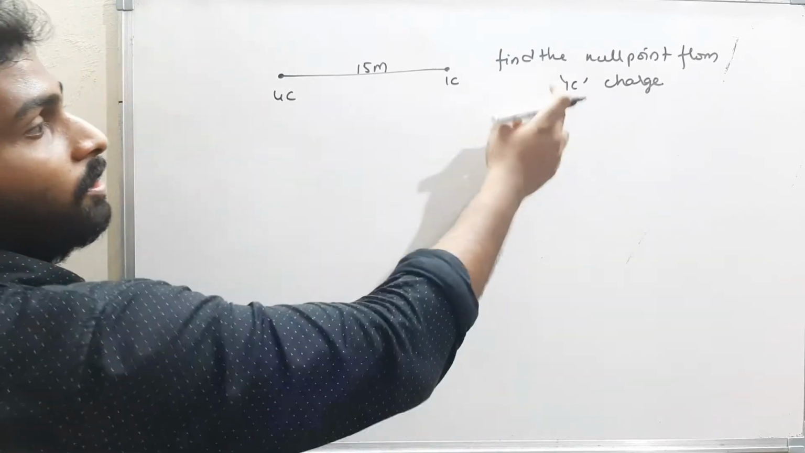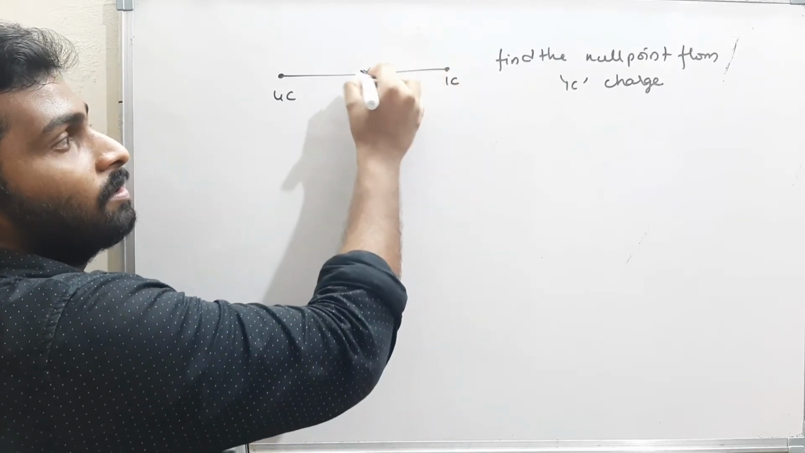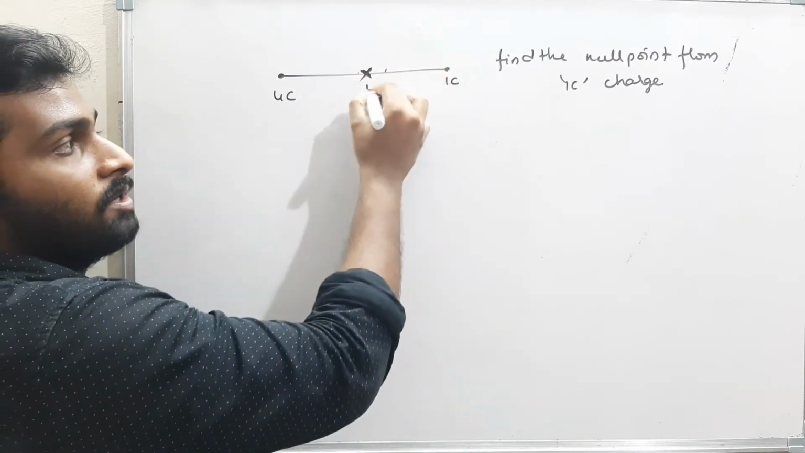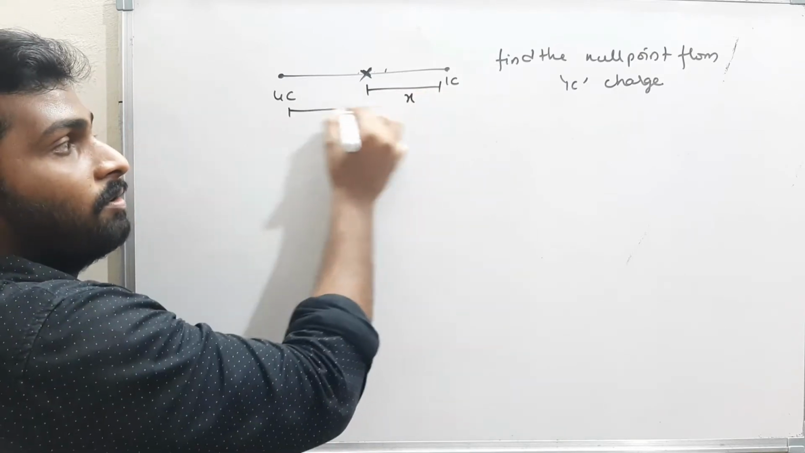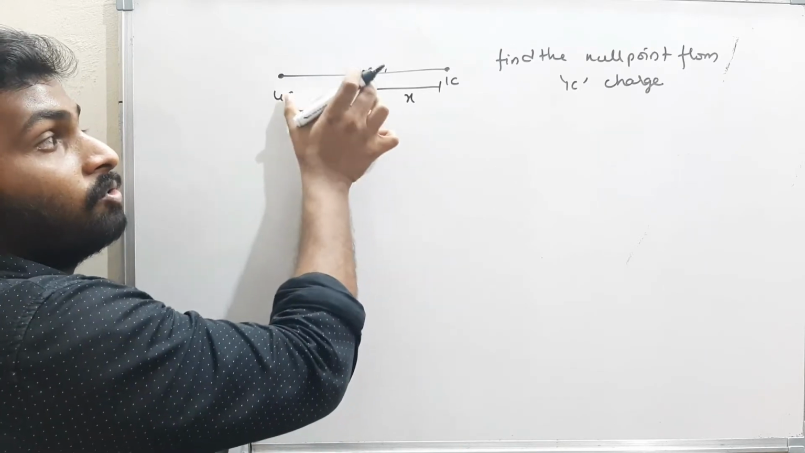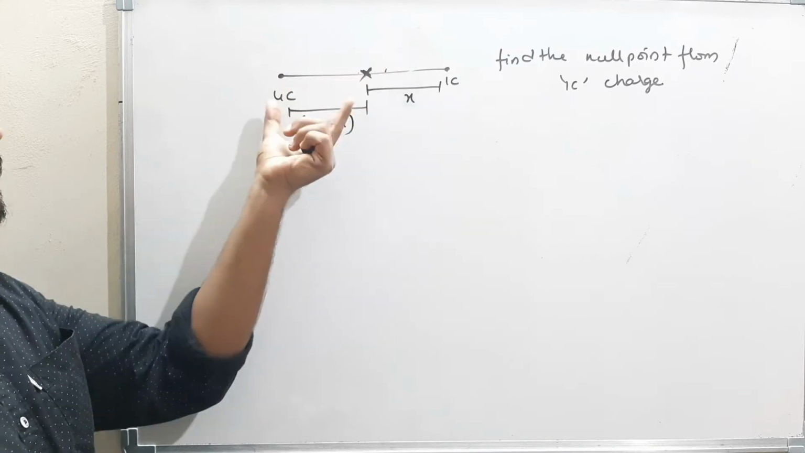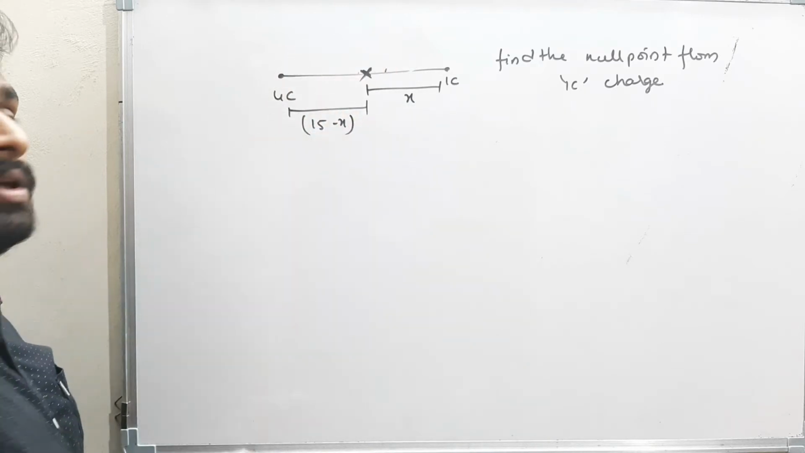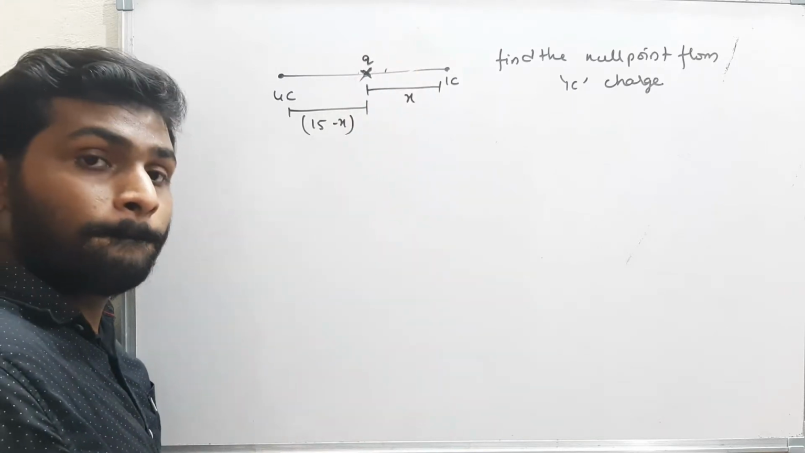Now they have to find the null point from the 1 coulomb charge. Assume this is a null point, at a distance x from the 1 coulomb charge. What is the remaining distance? That is 15 minus x from the 4 coulomb charge. Now if I keep any charge Q here, what will happen?